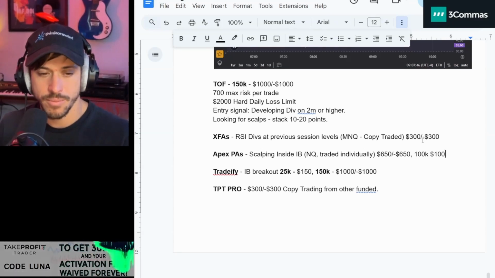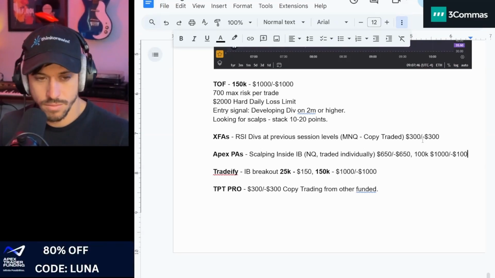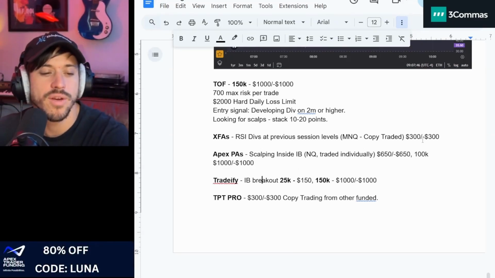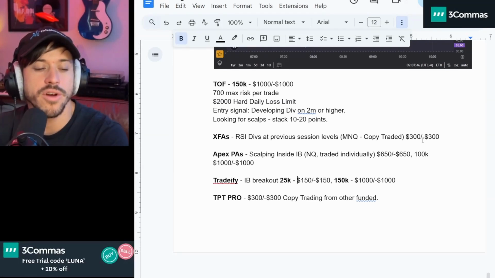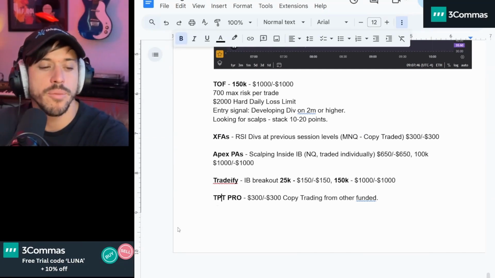150K. Tradeify, we have 25K. Lock it up if I'm above 150 or below 150. And then for the 150K Tradeify, I'm locking up if I'm above 1,000 or below 1,000. So TPT Pro, if I'm above 300 or below 300.